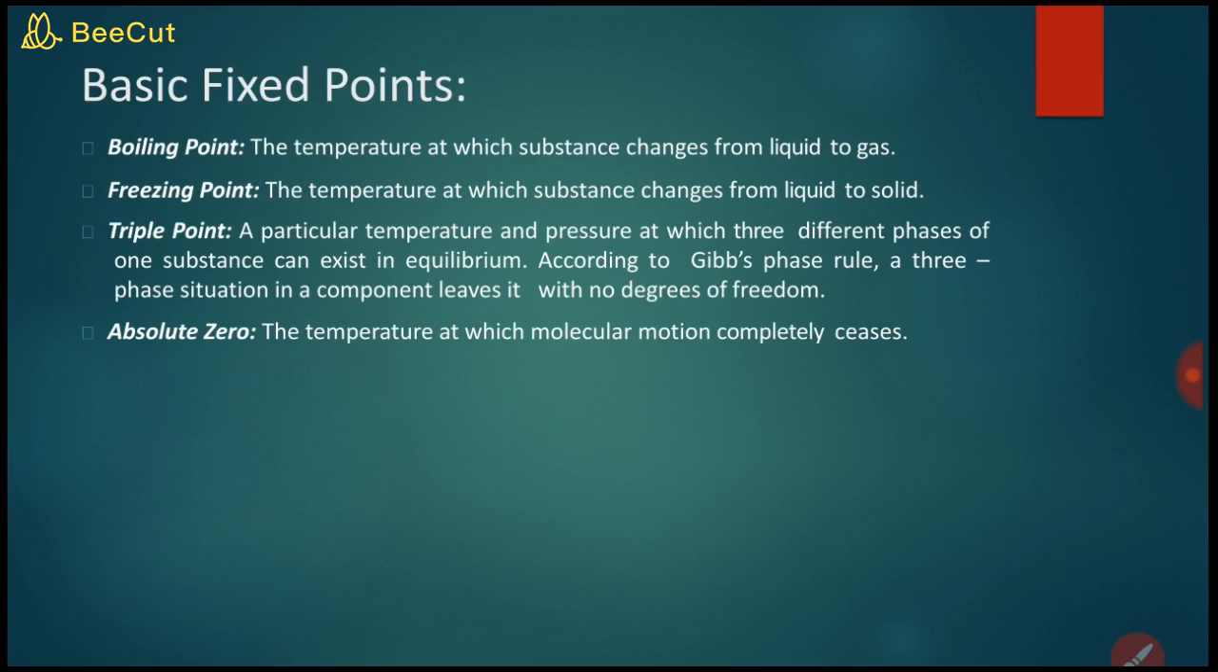Now we have some basic fixed points, students. The boiling point is the temperature at which a substance changes from liquid to gas, and the freezing point is the temperature at which a substance changes from liquid to solid. Triple point is a particular temperature and pressure at which the three different phases of one substance can exist in equilibrium. According to Gibbs phase rule, as you know, a three-phase situation in a one-component system leaves it with no degrees of freedom. And we have another point, that is absolute zero, the temperature at which molecular motion completely ceases.